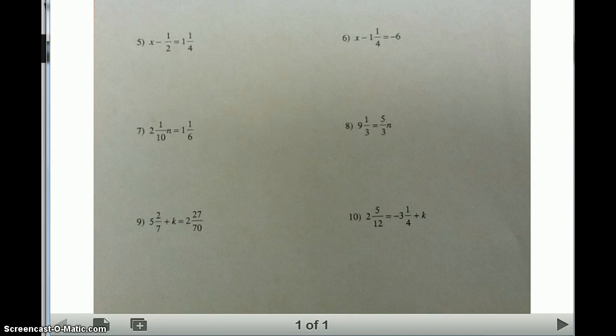Right, folks, so here we go. We're working on solving one-step equations, but today we've got fractions. So really, not a problem, not any harder than solving a one-step without fractions. Just sometimes those fractions will get in the way for you.